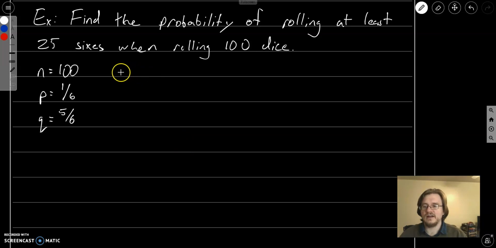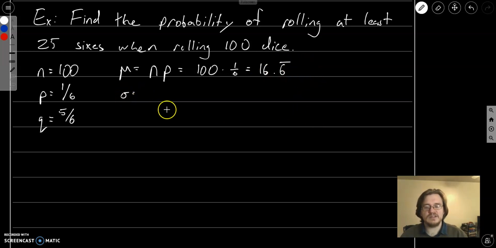So in order to use the normal distribution, we need to know two things: the mean and the standard deviation. For the mean, we're going to use the binomial mean and just treat it as a normal mean. This is going to be n times p, which is 100 times 1/6, which is equal to 16 and 2/3. So just write it as 16.6 repeating.